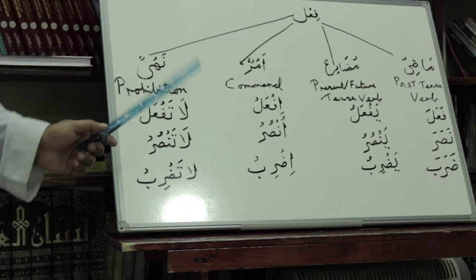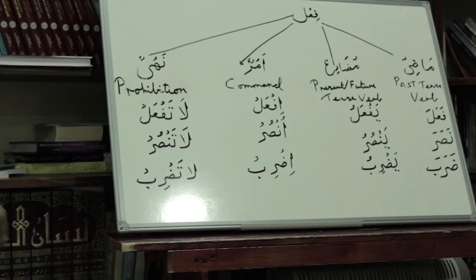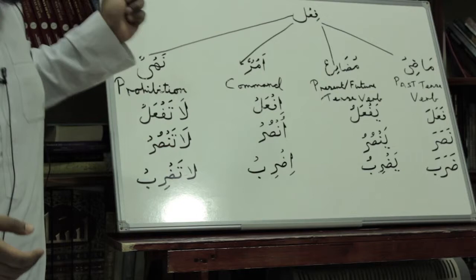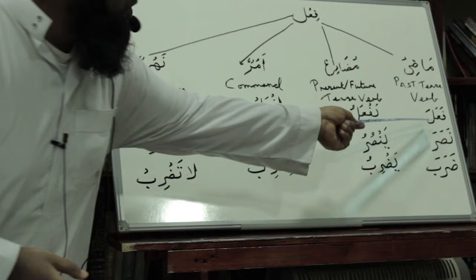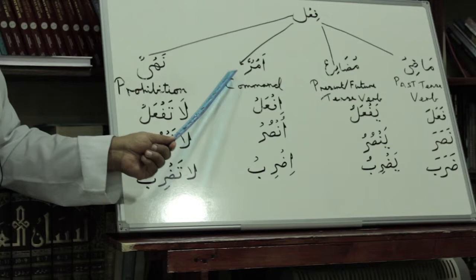We spoke about mustar, the root noun. Why it's called a root noun is because all these words are actually derived from it. So the mustar of fa'ala is al-fi'lu, right? Al-fi'lu. From there you derive the mazi, you derive muzari, you derive amr, you derive nahi. Okay, and it's quite easy.